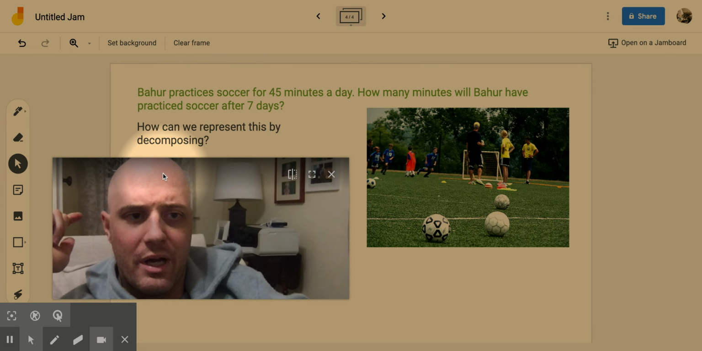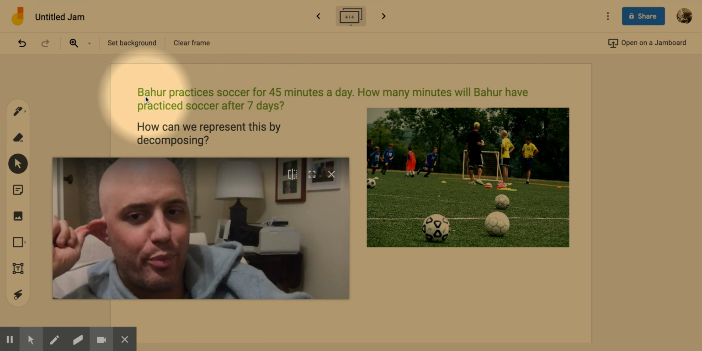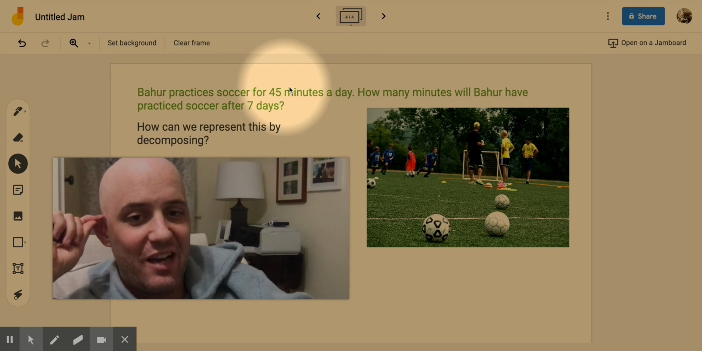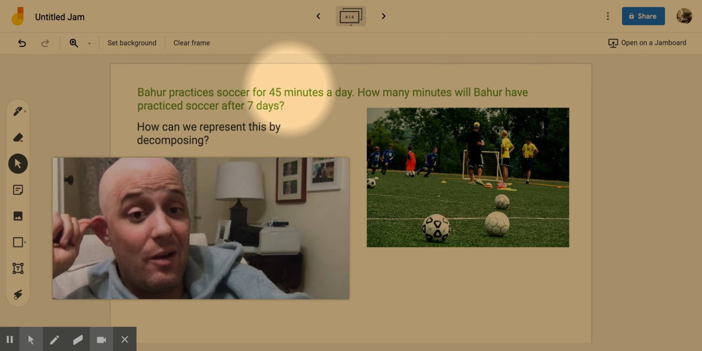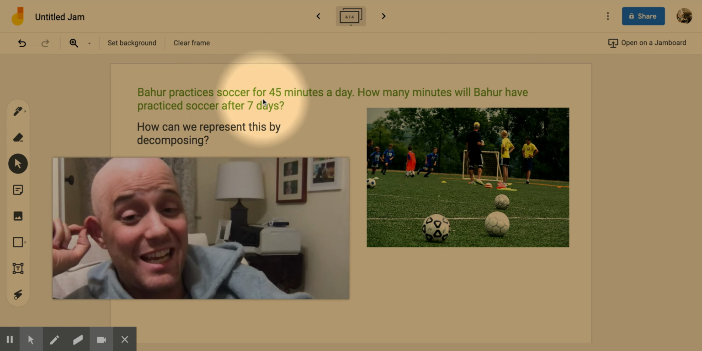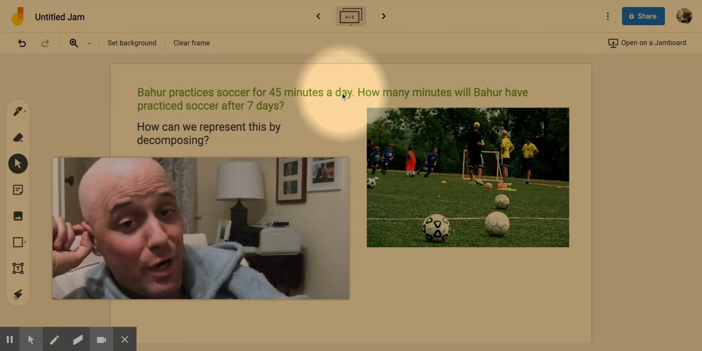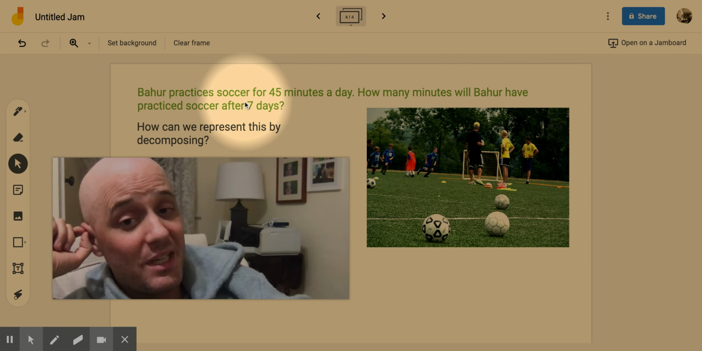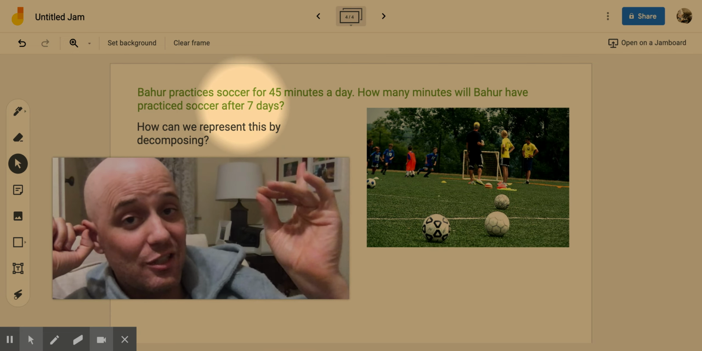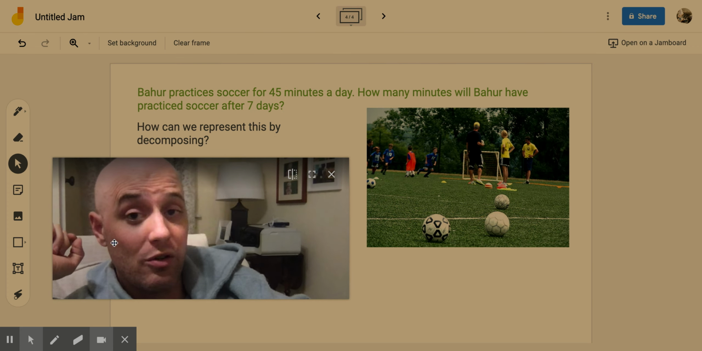All right, last but not least, certainly not least, Bahor practices soccer for 45 minutes a day. How many minutes will Bahor have practiced soccer after 7 days? So, 45 minutes per day. How many minutes will he have practiced after 7 days? Which one of the following options shows how we could decompose to solve this?